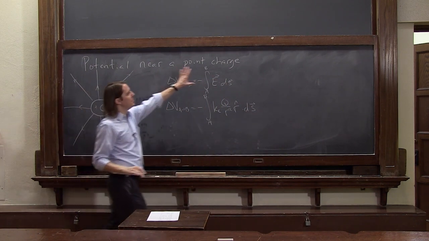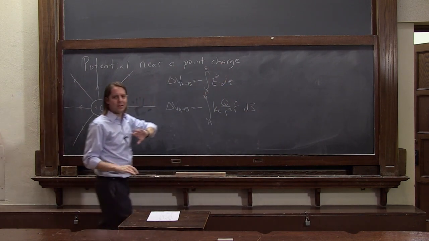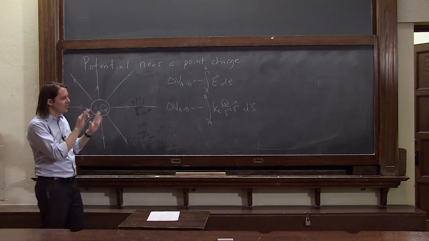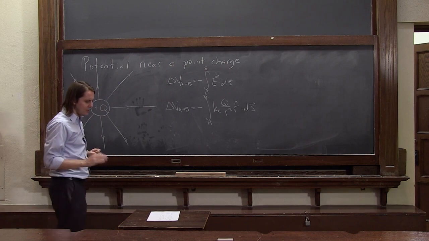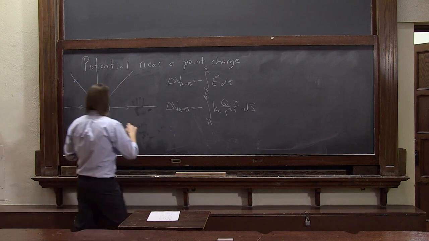So our general expression seemed to make sense. The E field along ds, everything was fine. And now when you really apply it to a specific case, that starts to look weird. What exactly does that mean? So let's look at it. What would R hat dot ds mean?